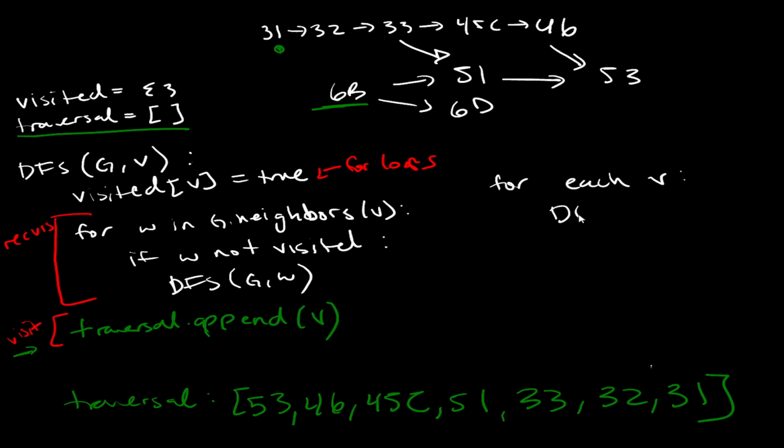We need to call DFS on G.V. You actually have to start the DFS from every vertex, because potentially every vertex could have no incident edges. You could have a fully unconnected graph like this, in which case it doesn't matter. Every ordering is a topological ordering, so it doesn't matter what order you explore in.